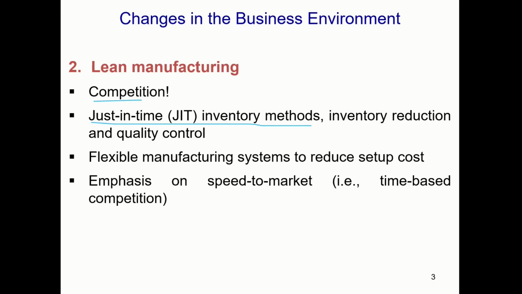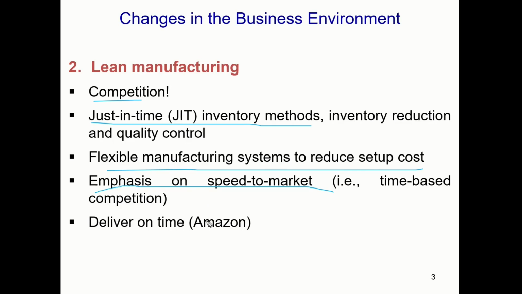Flexible manufacturing systems reduce setup costs. So if you're producing many items, your manufacturing system is easy to switch from the blue color to the red color, from the small size to the medium size. So it's easier to set up your manufacturing. And there's an emphasis on speed to market, because you have to be there as early as possible. For example, a company like Amazon is trying to deliver some of their products the same day. In some places in the US, you order the item and they try to get it to you the same day. And why is this? Because of competition.